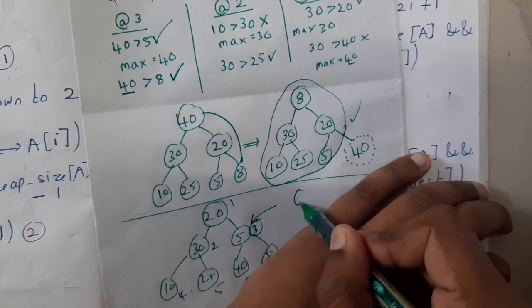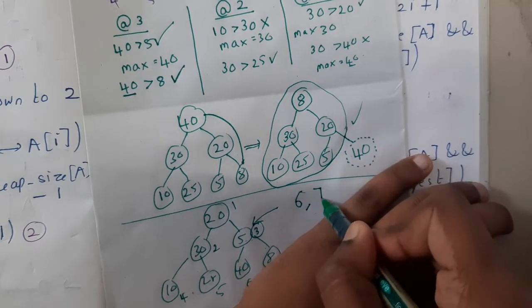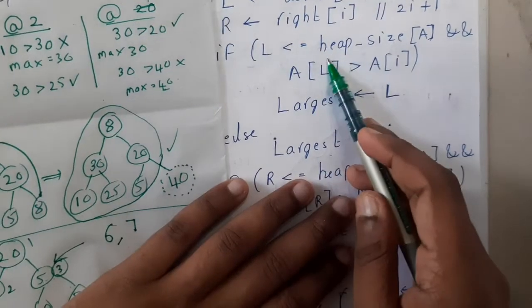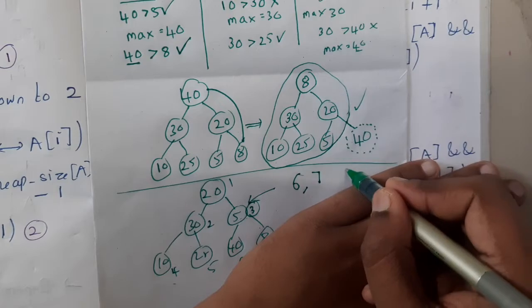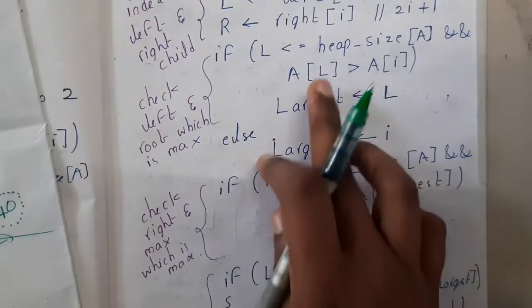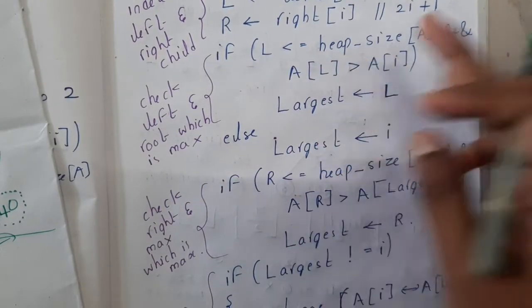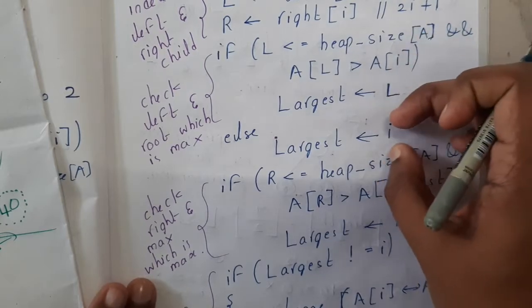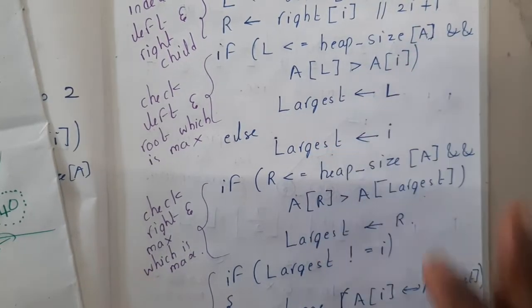So the left side will be 6 and the right side will be 7, but our length, that is nothing but heap size, is 5 only, right? Because we are having only 5 elements, at this moment this condition will go false, right? Hence this branch will be skipped and you will be getting the largest value as I. So in that way it will work.